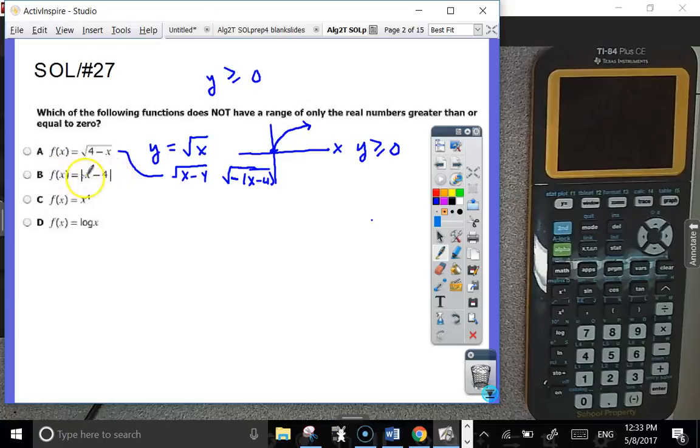Okay, the second one is absolute value. So what does its parent function look like? It's a V, and it has a vertex at the origin. What is the domain?